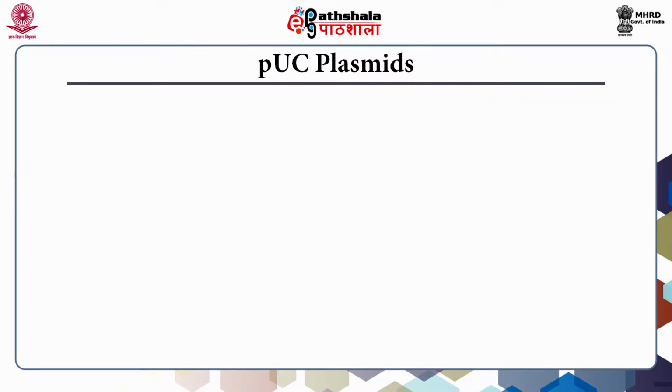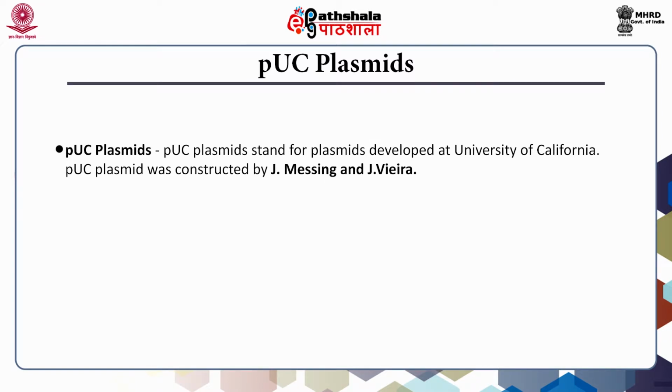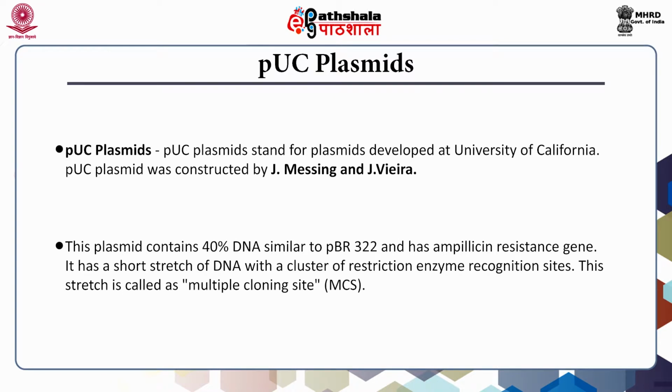The pUC plasmids. pUC stands for plasmids developed at the University of California. The pUC plasmid was constructed by J. Messing and J. Vieira. This plasmid contains 40% DNA similar to pBR322 and has the ampicillin resistance gene. It has a short stretch of DNA with a cluster of restriction enzyme recognition sites. This stretch is called the multiple cloning site, abbreviated as MCS.